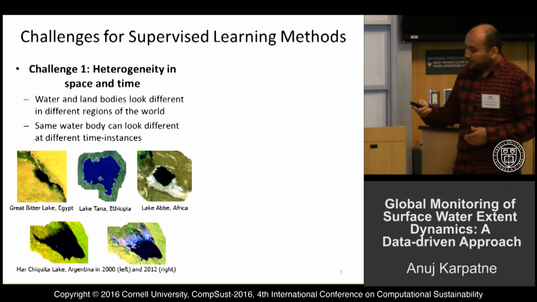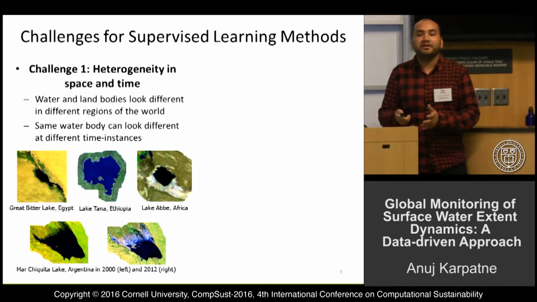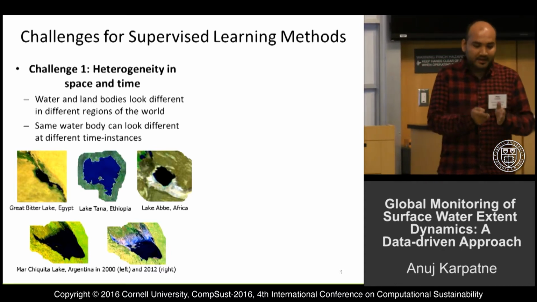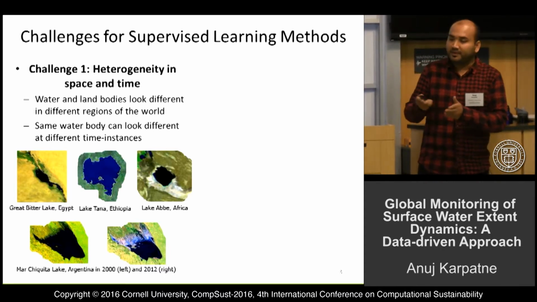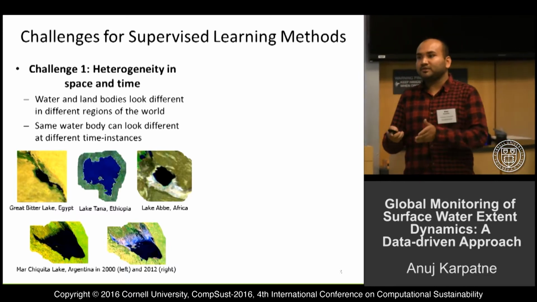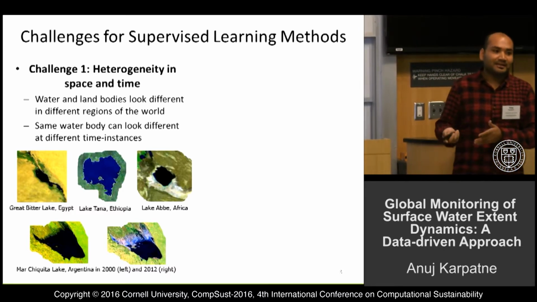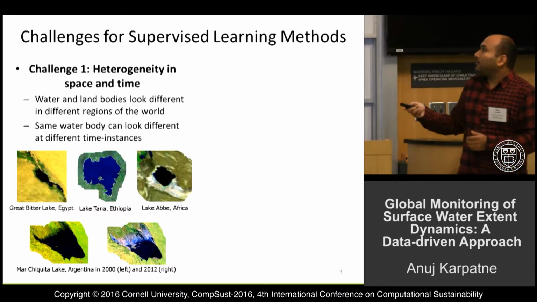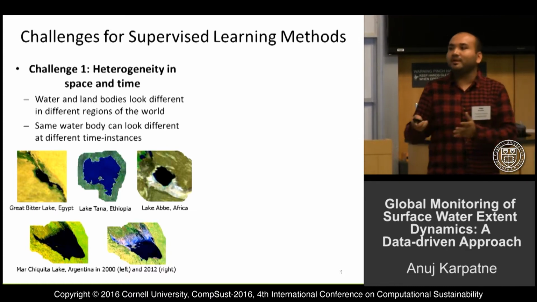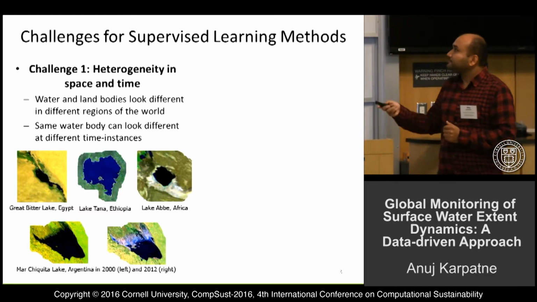water and land. The first major challenge is that water and land look very different in different parts of the world, in different geographic regions, and at different times, in different seasons, in different years. This heterogeneity of water and land in the remote sensing signals in space and time makes it difficult to learn a global scale classifier of water and land. Moreover, the water in some part of the world can look very similar to land in some other part of the world, making the problem even more complex.